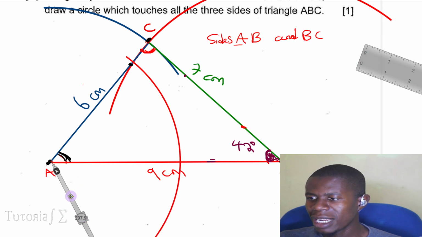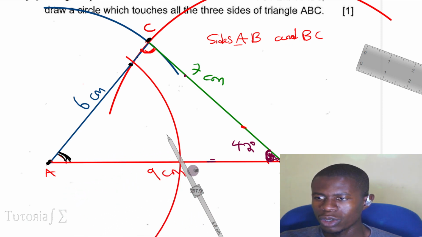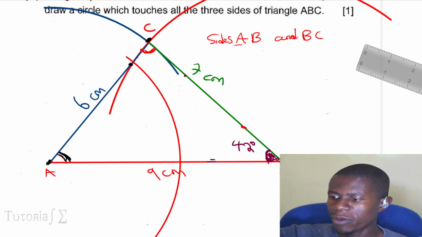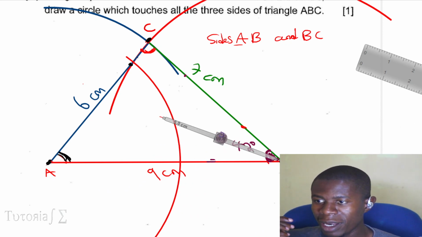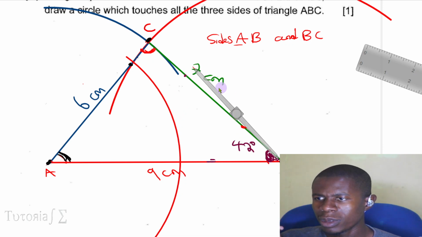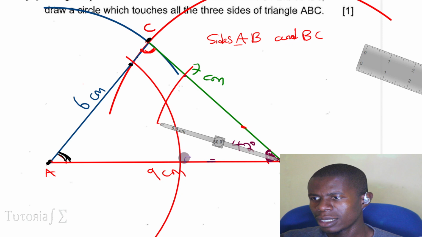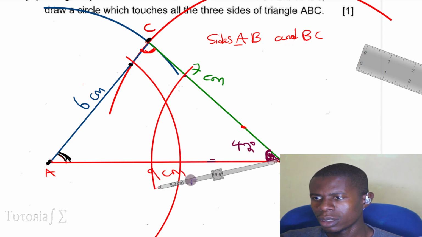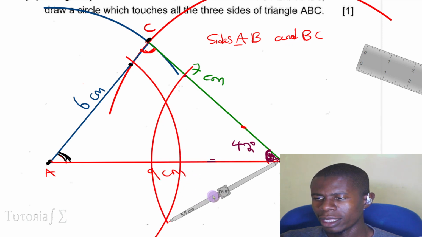Then after doing that, you should also get the more than half of AB from B, which is just about the same length. So you just get about the same length. Then you cut like that again. So the two lines should meet. So you cut like that.